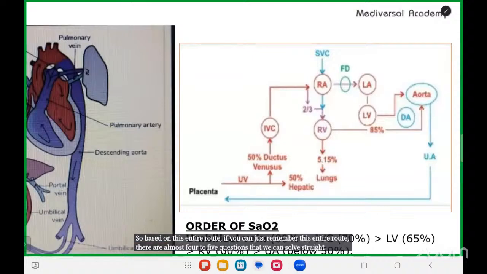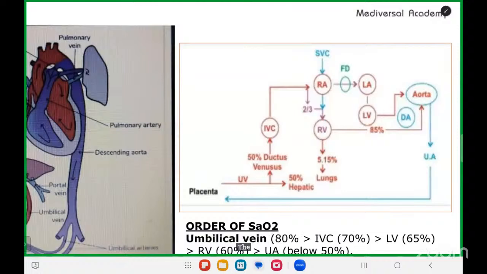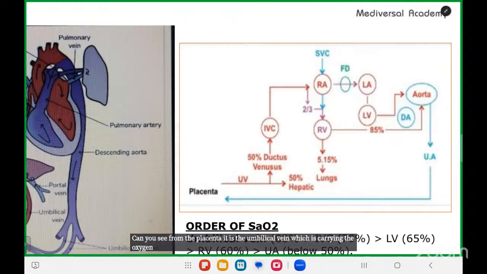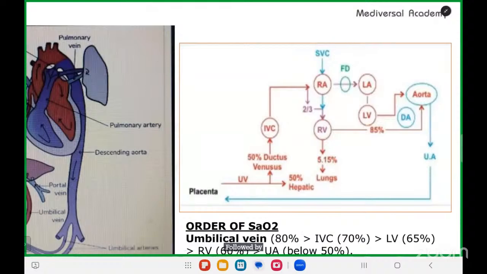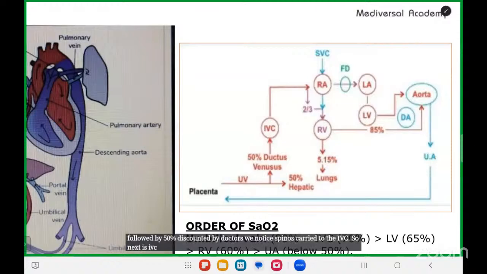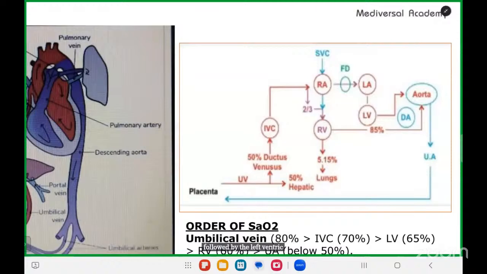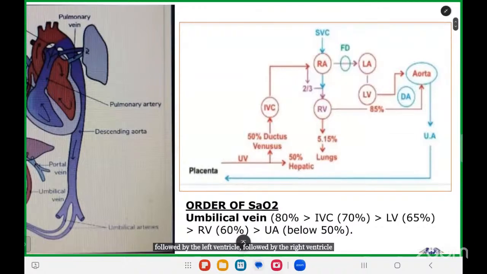What's the first thing that we can solve off? The first thing is, what is the vessel which is having the maximum saturation of oxygen? You see, from the placenta, it is the umbilical vein which is carrying the oxygenated blood. So naturally, the highest SaO2, or the saturation of oxygen, will be in the umbilical vein, followed by 50% is shunted by ductus venosus, carried to the IVC. So next is IVC, followed by the left ventricle, followed by the right ventricle, followed by the umbilical artery, which receives the minimum amount of saturation.